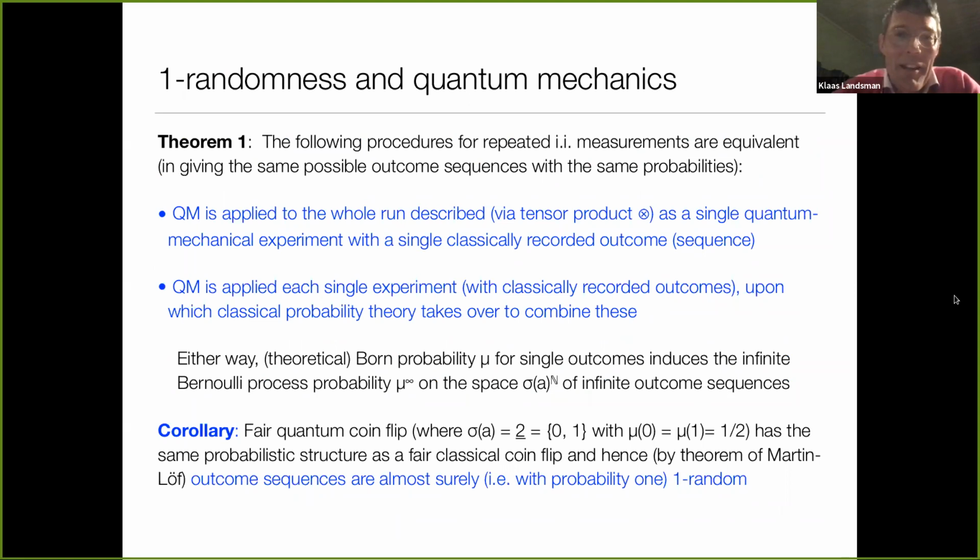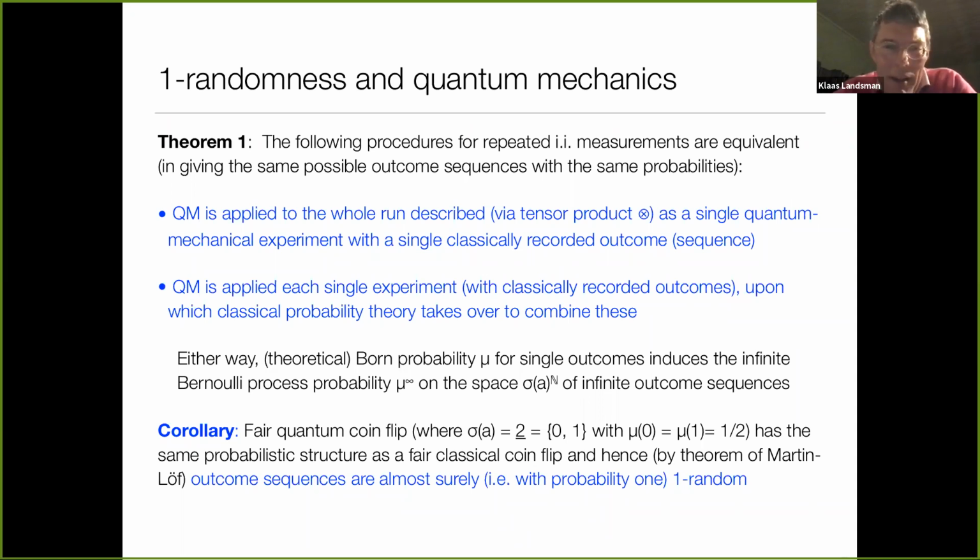And now the relevance for quantum mechanics is as follows. So there's a theorem that I think is completely uncontroversial. Although it's not so trivial to prove, the following procedures for repeated independent, identically distributed measurements are equivalent in a probabilistic sense, namely in giving the same possible outcome sequences with the same probabilities. Either, in Copenhagen style, quantum mechanics is applied to the whole run via the tensor product in the usual way, and the whole run of measurements is seen as a single quantum mechanical measurement or experiment with a single classically recorded outcome, namely a sequence, that's equivalent to actually applying quantum mechanics to each single experiment with classically recorded outcome, say 0 or 1, upon which a classical probability is applied to combine them.